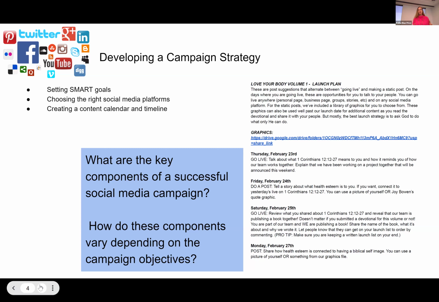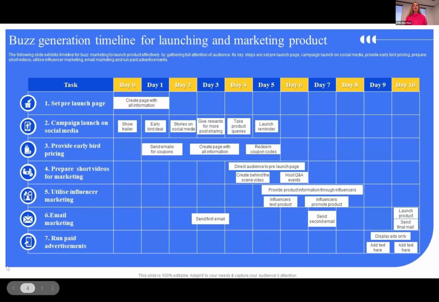So these components, whether it's posts, lives, getting a launch team or an advocacy team behind you, are going to depend on what you're working on at any given time. Here's another example of a buzz generation timeline. This is only a 10-day timeline for launching and marketing a product. This could also be launching an event or a fundraising campaign.